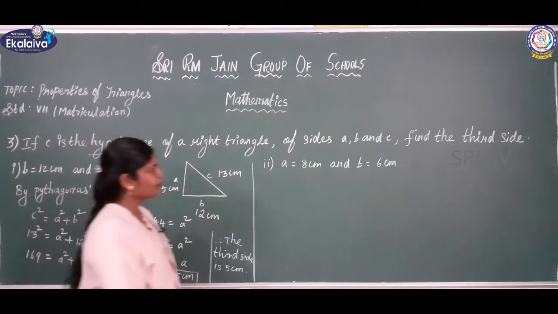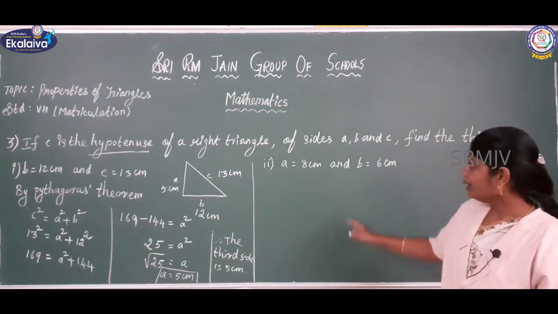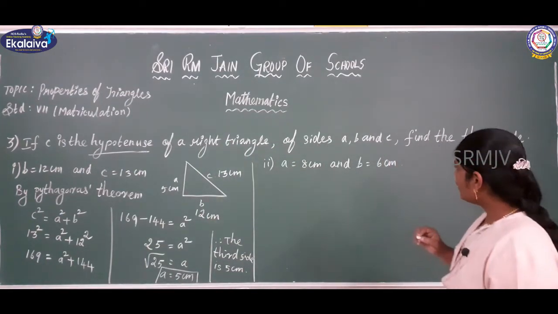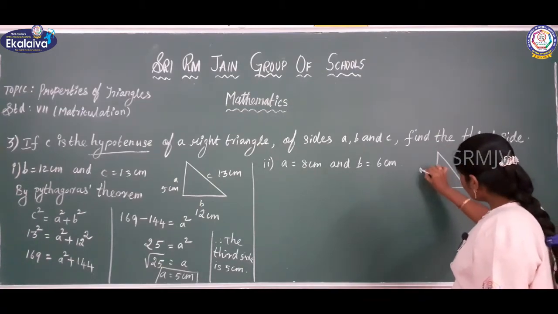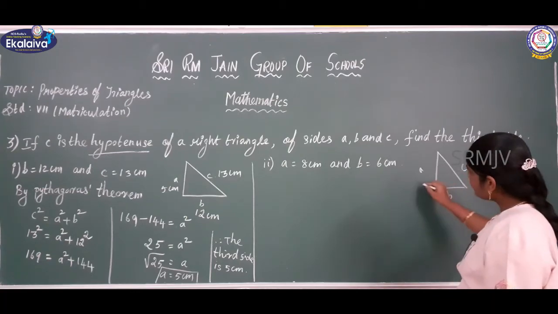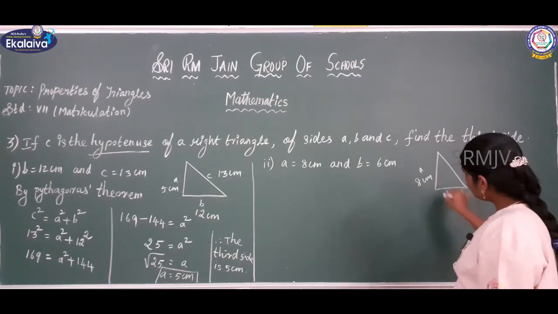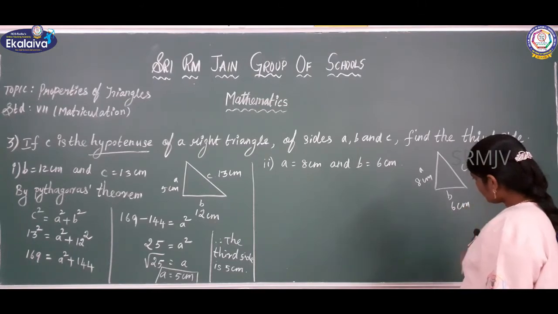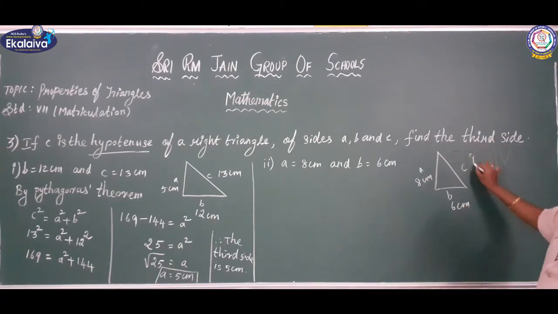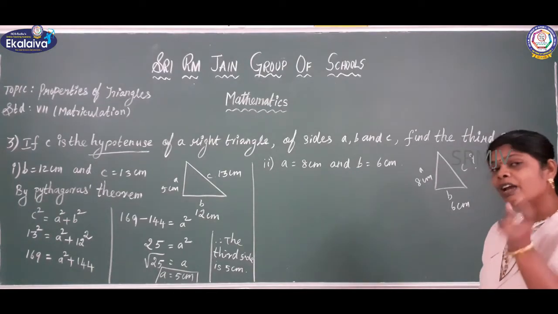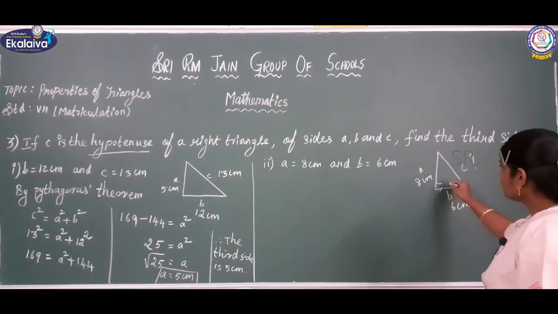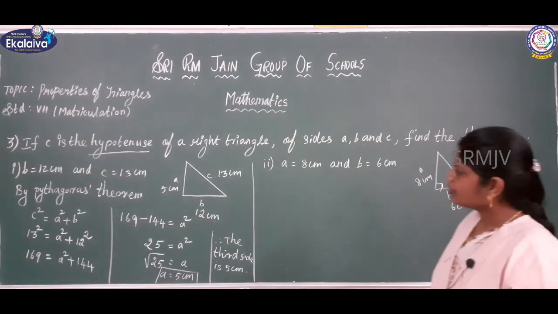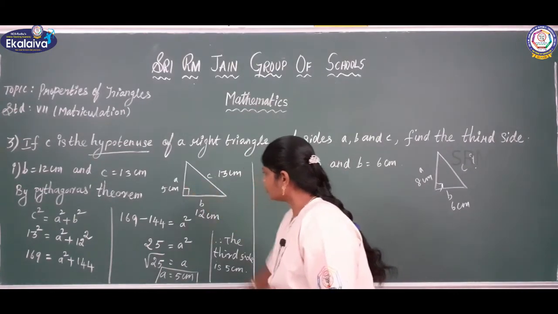To the next one. A equal to 8 centimeter, B equal to 6 centimeter. Take the right triangle. A, B, C. A value 8 centimeter, B value 6 centimeter, and C we are going to find, because C represents the hypotenuse. Hypotenuse is the longest side of the right triangle. So here the longest side is C only. Okay children? It's a right triangle, so you have to mention this.